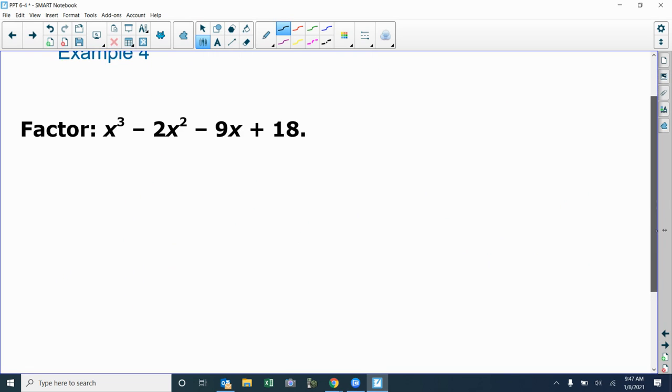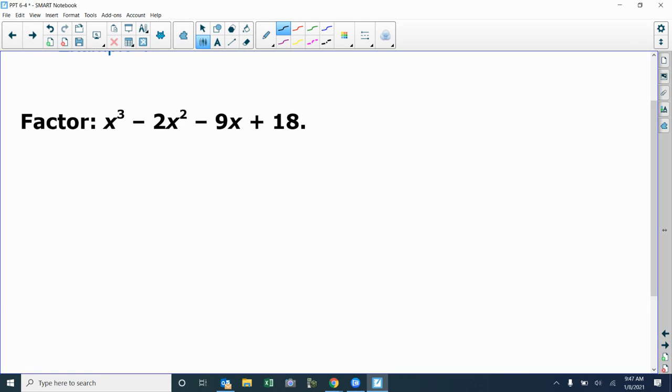Try this one. What can come out of those first 2 terms? See what you can get. What can come out of those second 2 terms? And then see if you can get the same thing after that.